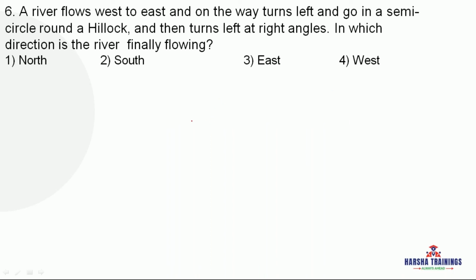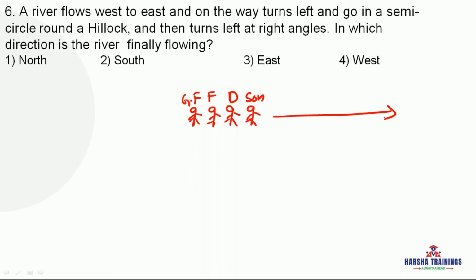Okay, listen. For example, a family consists of 4 persons: son, daughter, father, grandfather. In total, how many persons in the family? 4 persons, right? Son, daughter, father, and grandfather.